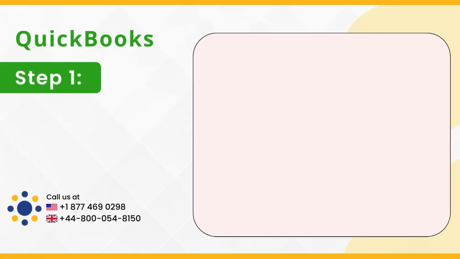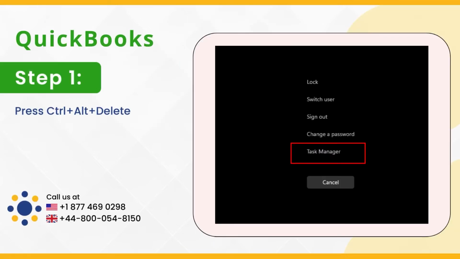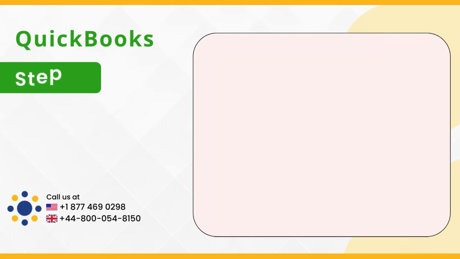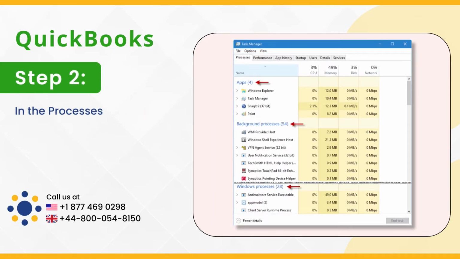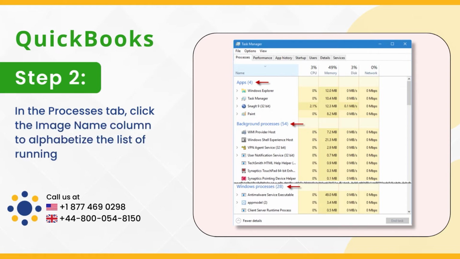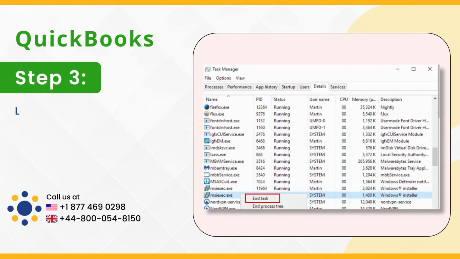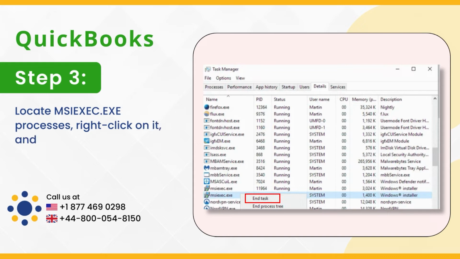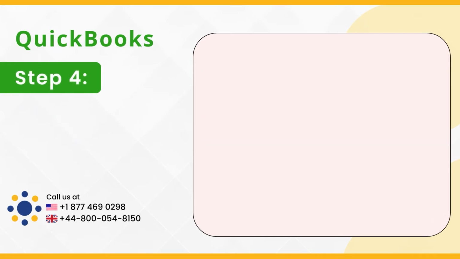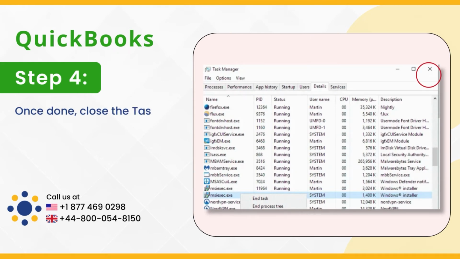Step 1. Press Ctrl+Alt+Delete and select Task Manager. Step 2. In the Processes tab, click the Image Name column to alphabetize the list of running processes. Step 3. Locate MSIEXEC.EXE processes, right-click on it, and select End Task. Step 4. Once done, close the Task Manager.